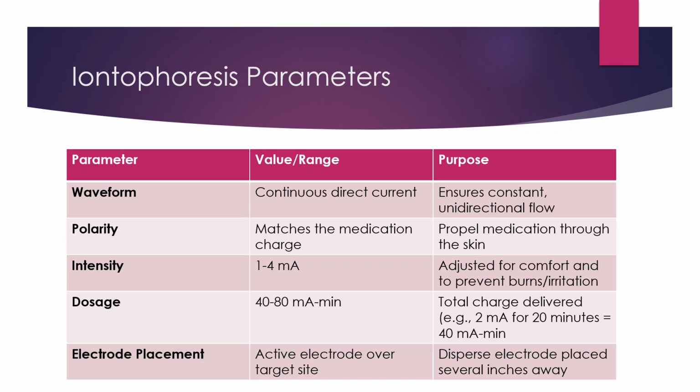And then we look at the electrode placement. So the active electrode, the one that contains the medication, is placed over the target treatment site. And then we have the disperse electrode, which is the one without the medication. That electrode is placed several inches away to complete the electrical current and allow for a safe current flow. So understanding these parameters ensures that iontophoresis is effective, safe, and comfortable for your patients. And remember that it's a great alternative for localized drug delivery without the need for injections or systemic medication effects.